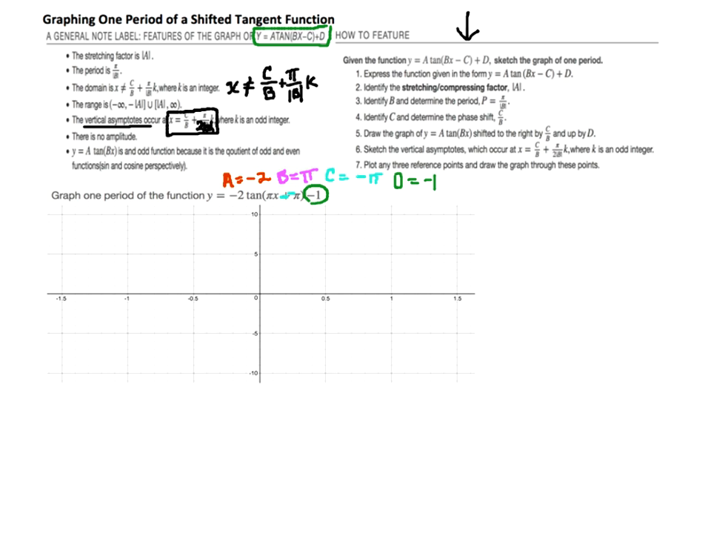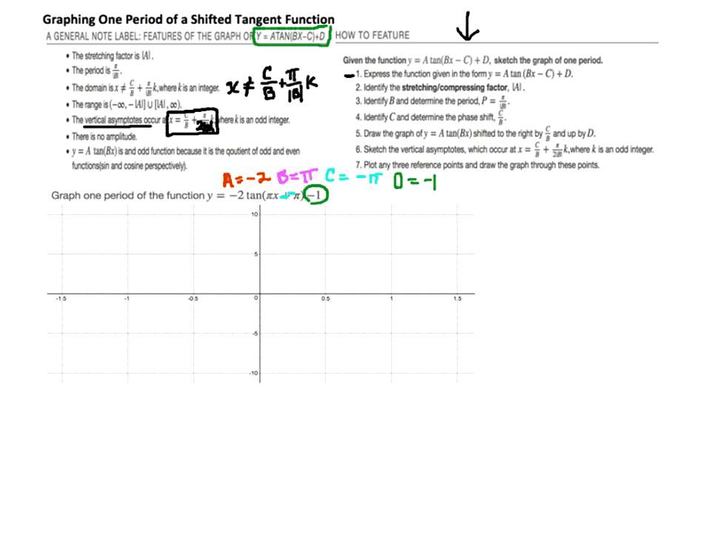So I have had a shift. I've had a shift of negative pi, negative 1. No, I'm sorry. Not negative pi, negative 1. Let's walk through the steps. So it's actually negative 1, negative 1. Okay, so because I have to divide my c by my b to get my shift there. All right, so let's start with the first step.